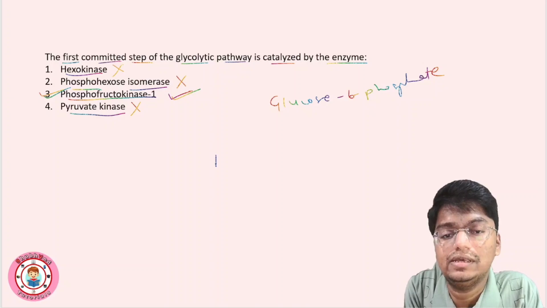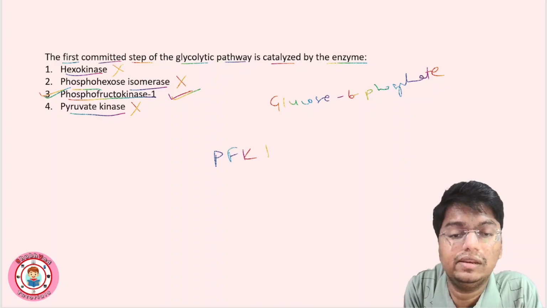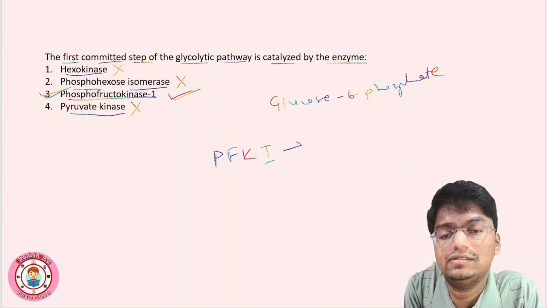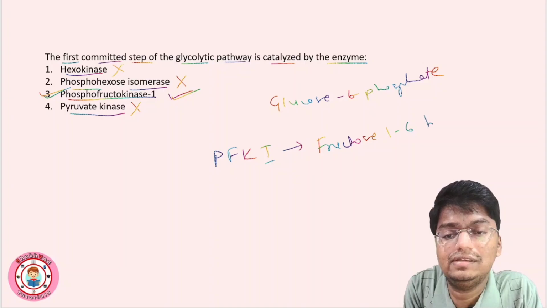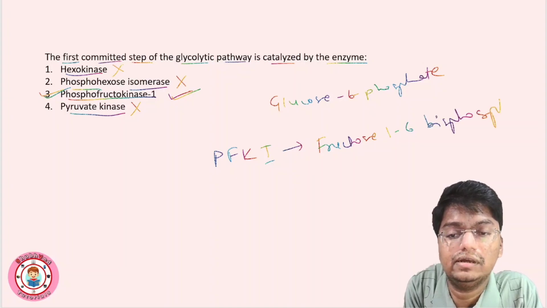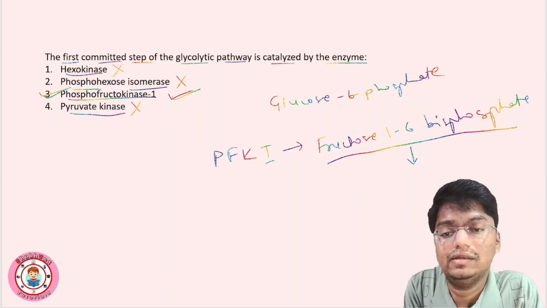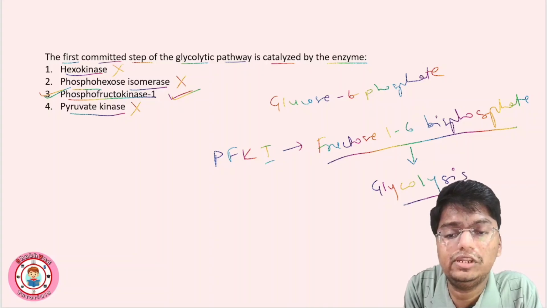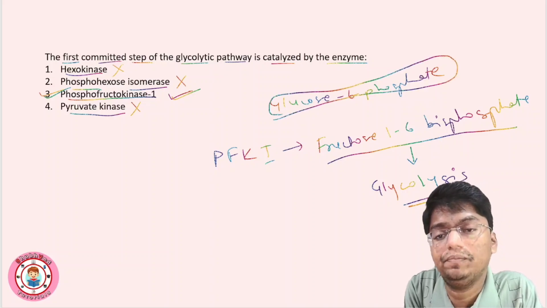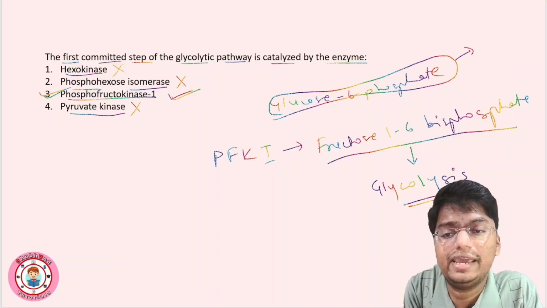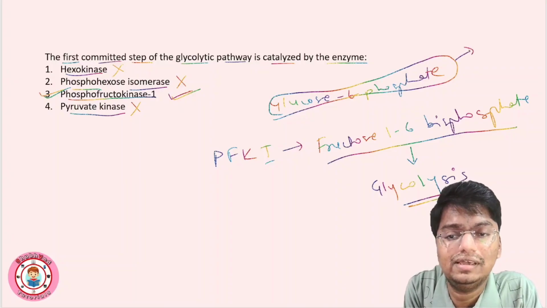Why? PFK1 produces fructose 1,6 bisphosphate, and this fructose 1,6 bisphosphate is specific for glycolysis. It means only glycolysis will continue from here, so this is a committed step. Glucose 6 phosphate, the first product of hexokinase, can go into glycogen synthesis.